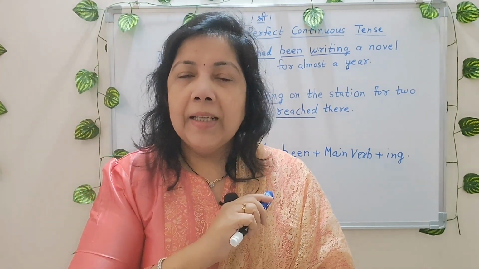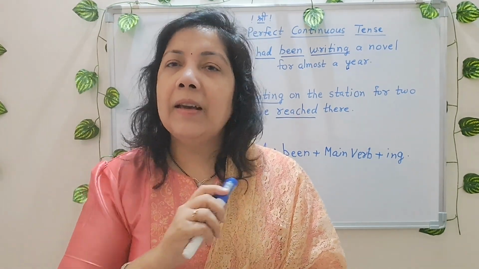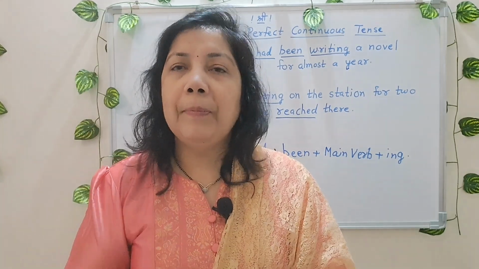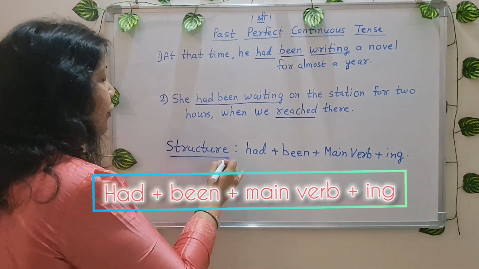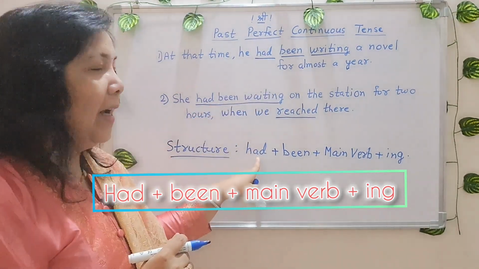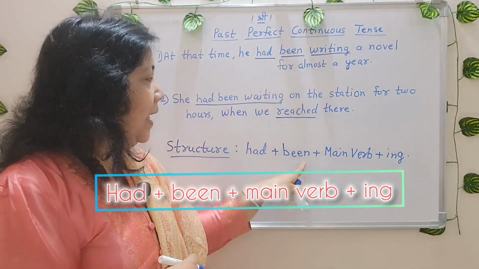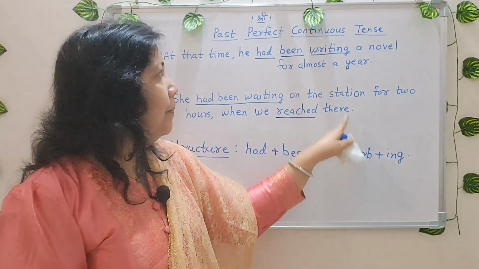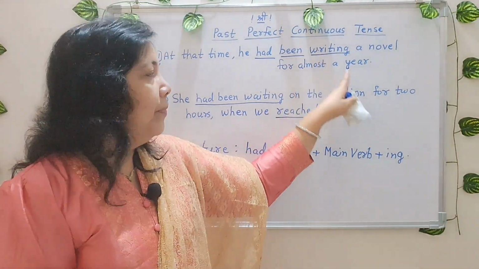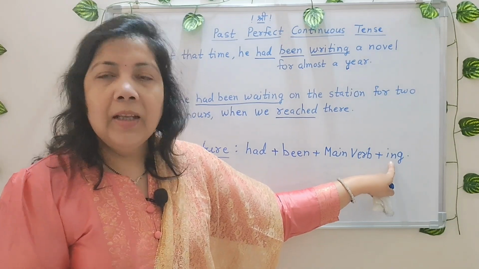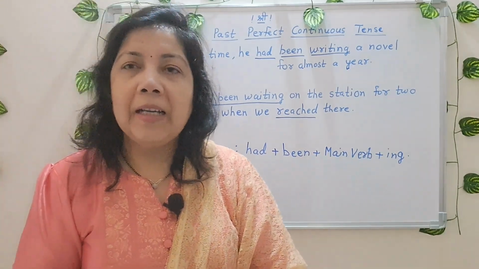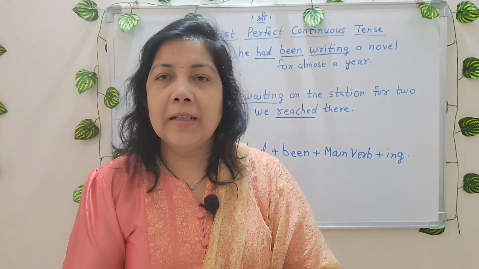So on the basis of this sentence, we can write the structure of past perfect continuous tense. And the structure is first comes had, then been, then the main verb. In this, write is the main verb and to that main verb we add ing. This is the structure of past perfect continuous tense.